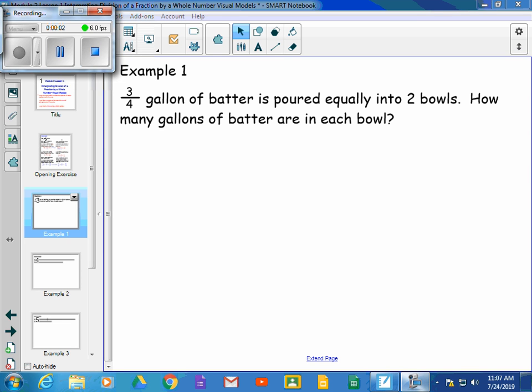Let's go to example 1. It says 3/4 gallon of batter is poured equally into 2 bowls. How many gallons of batter are in each bowl?